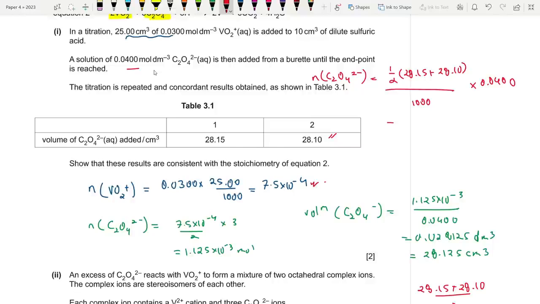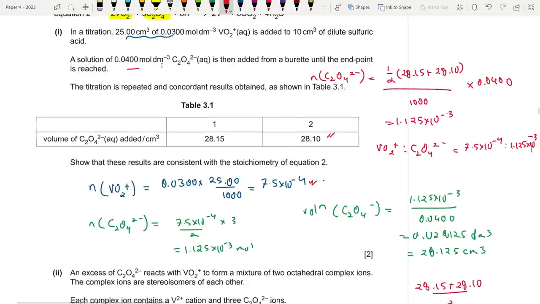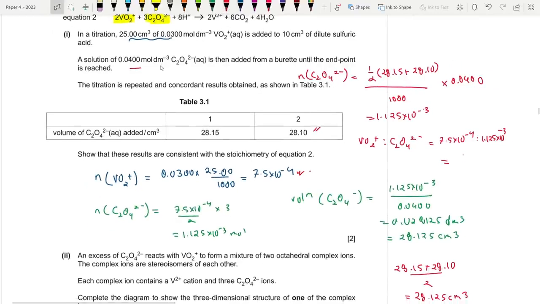Gives you a value of 1.125 times 10 power minus 3. Now, if you do the ratio of VO2 plus to C2O4 2 minus, you get 7.5 into 10 power minus 4 to 1.125 into 10 power minus 3. So if you do that, you're going to get a value of 1 is to 1.5, or 1 is to 3 by 2. That's approach number 2.